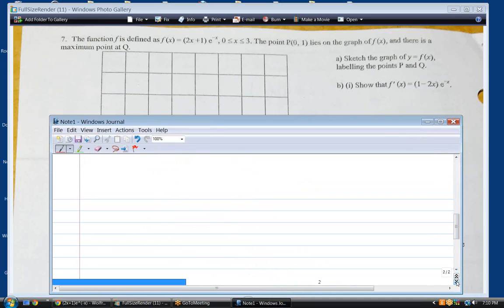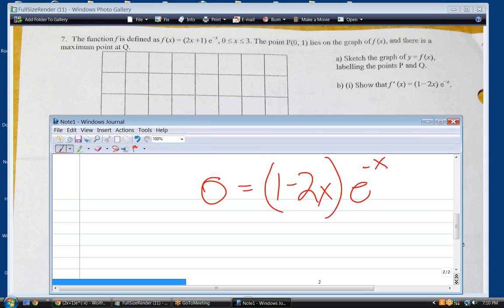First I have to show, okay, anyway. So we've got 0 equals 1 minus 2x times e to the minus x. Now, we can do this either way. We can, first of all, solve this, and then go back and figure out how we got f prime of x, because I know you got to show how you get this. Right. But in order to find Q, we're going to do this. And we'll do it in either order you want.